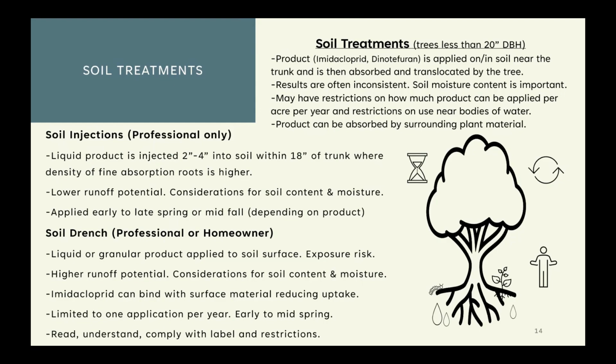Because of that, if there's moisture or other soil content considerations, or heavy rains following an event, we need to make sure that the product can adequately get down into the fibrous root zone of these trees that are treated, and that the chemical can get actively absorbed. Imidacloprid, one of the chemicals used for these soil drenches, can bind with surface material like mulch, leaf litter, or thatch and turf, which would then reduce uptake.